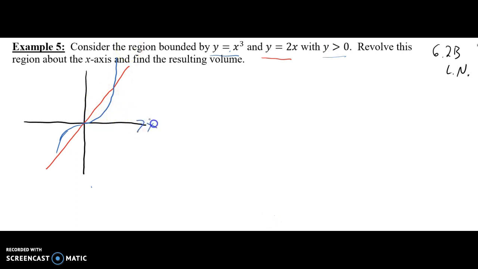So this is the x-axis and this is the y-axis. We want to revolve this about the x-axis, so we're going to revolve it this way. This line right here is going to be down. This blue one is really going to be kind of on the inside, because when I revolve it, it is this shape right here.